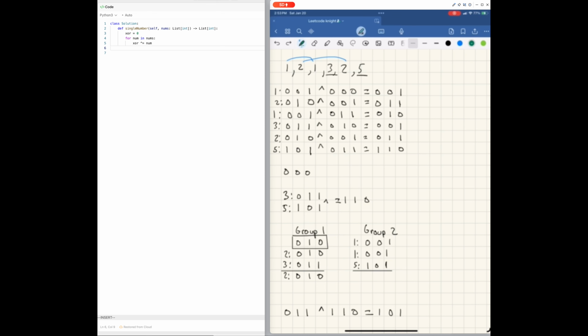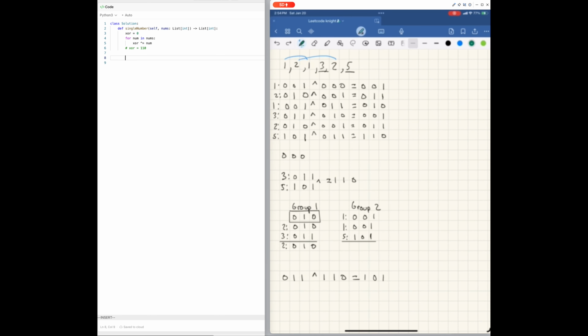Great. So then we know now XOR is equal to 110, or 6. Now, let's figure out the difference, right? Because now we have to figure out what's the first bit that's different? There's actually a number of ways to do it.